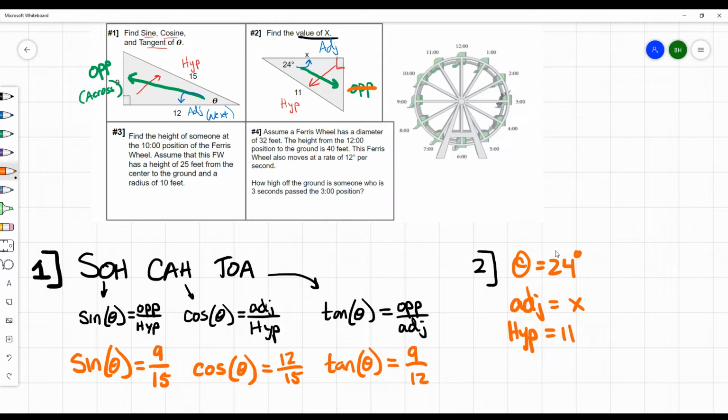Because there's nothing there, and I have the adjacent and hypotenuse, I can go back to the first problem and find which function will help me use these two values in my problem solving process. Cosine is the only one that utilizes the adjacent and hypotenuse. So I'm going to pick cosine of theta, adjacent over hypotenuse, and then I can start plugging in all of my parts. I'm going to have cosine of 24 degrees equals x over 11.